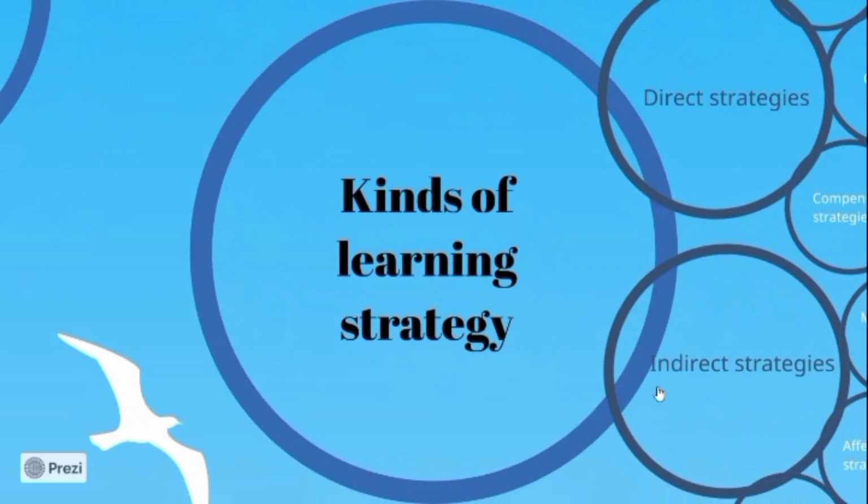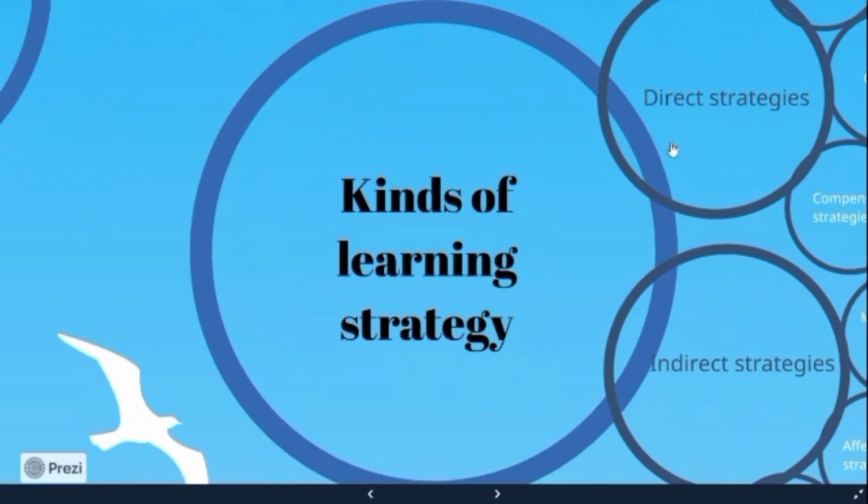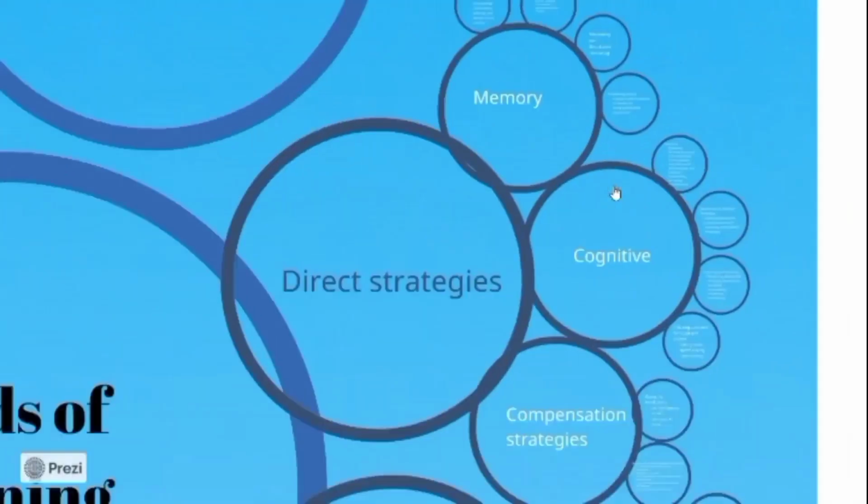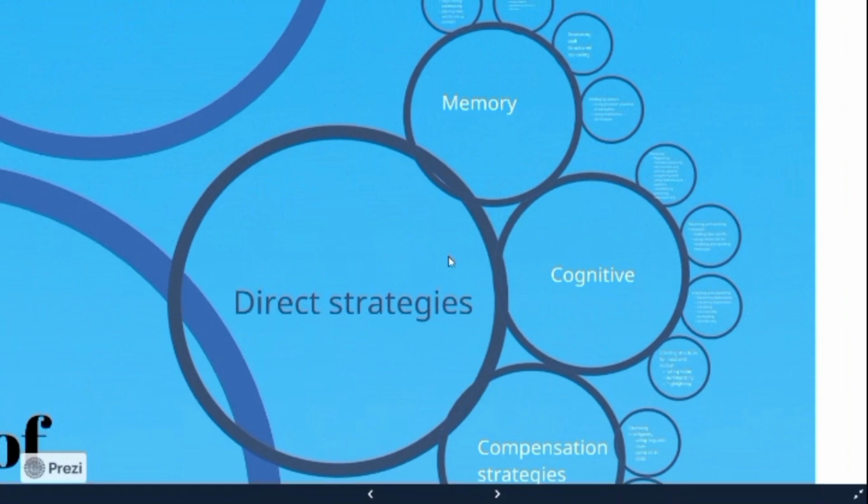The next one is kinds of learning strategy. There are two kinds of learning strategy. They are direct strategies and indirect strategies. Well, let's talk first about direct strategies. Direct strategies are divided into three kinds of strategies. The first one is memory strategies, the second one is cognitive strategies, and the third one is compensation strategies.